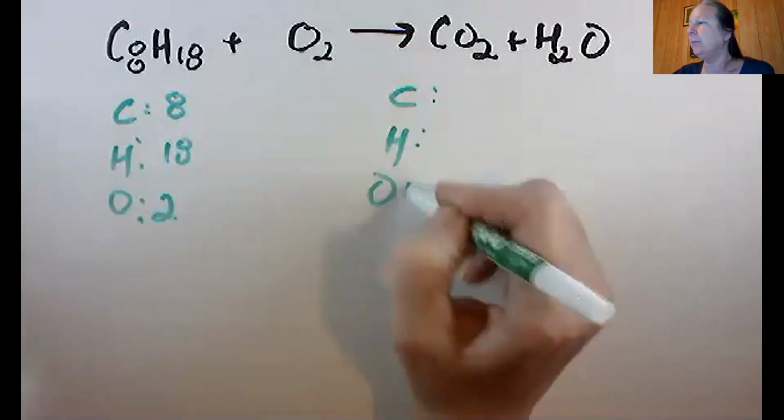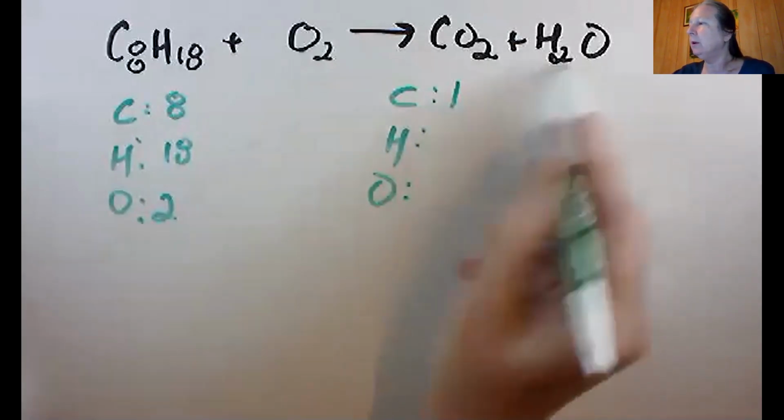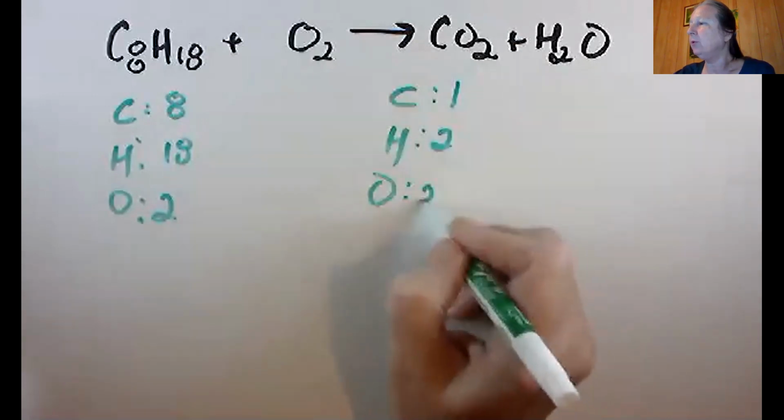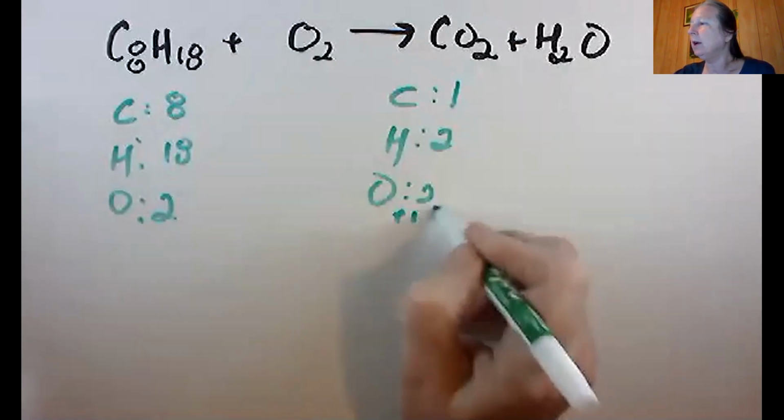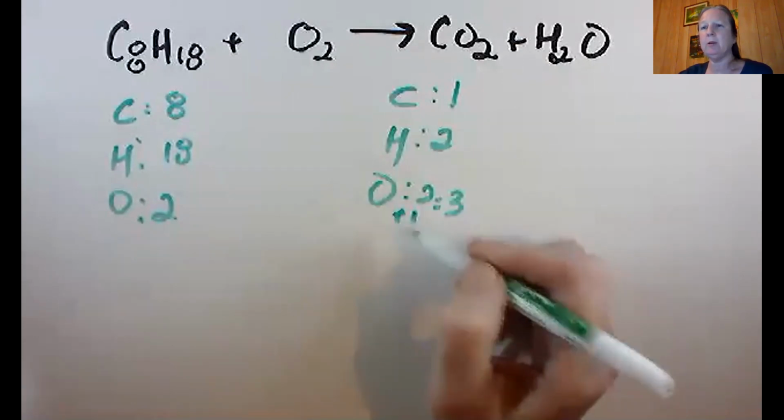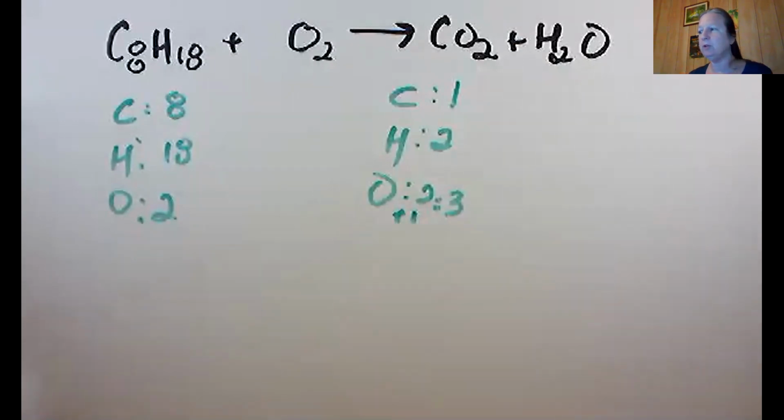It makes life easier. I have 1 carbon. I have 2 hydrogens, and I have 2 plus 1. I have 3 oxygens. I break it up like this because when I go into balance, it makes it much easier.